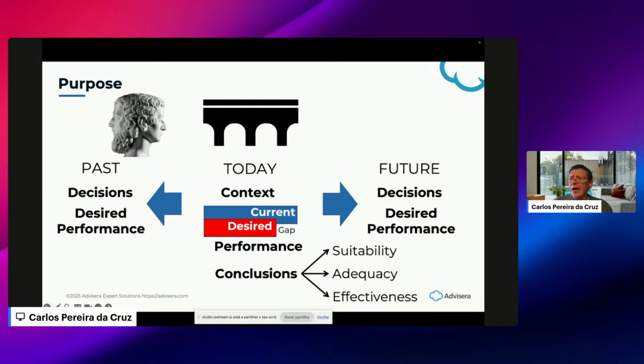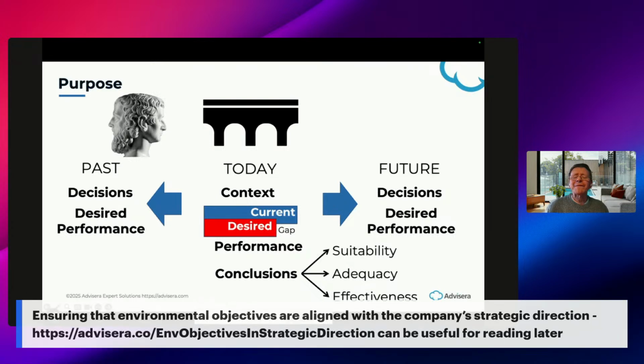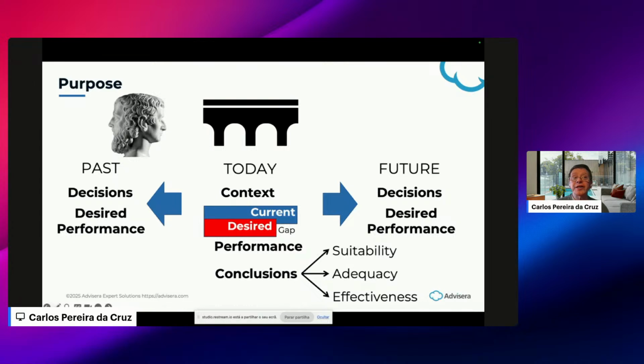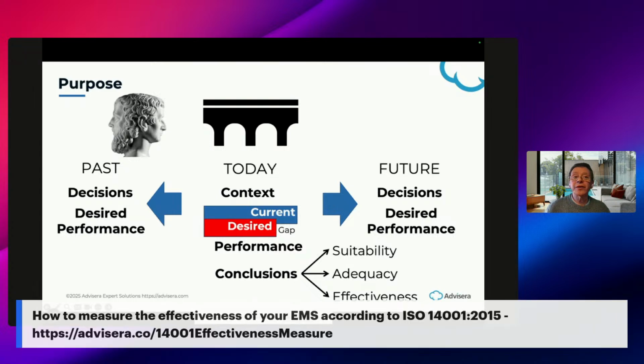I always remember the management system definition. For me, it's very, very important: working to meet objectives aligned with a policy. Later you can check this article about ensuring that environmental objectives are aligned with the company's strategic direction. It can be useful for reading later. Another article that you can check later is how to measure the effectiveness of your EMS according to ISO 14001:2015.